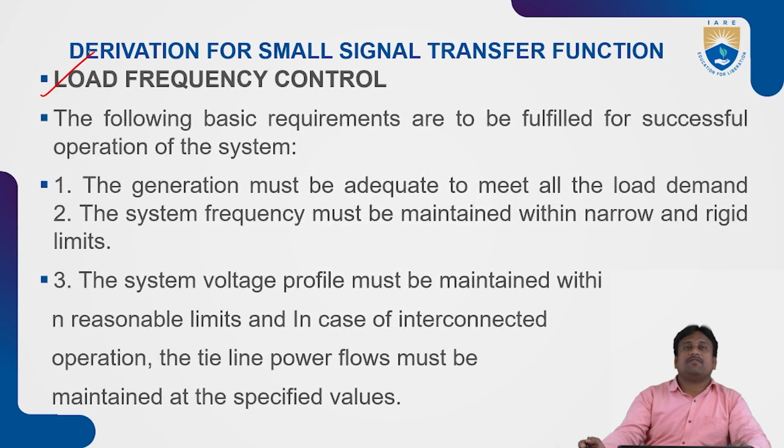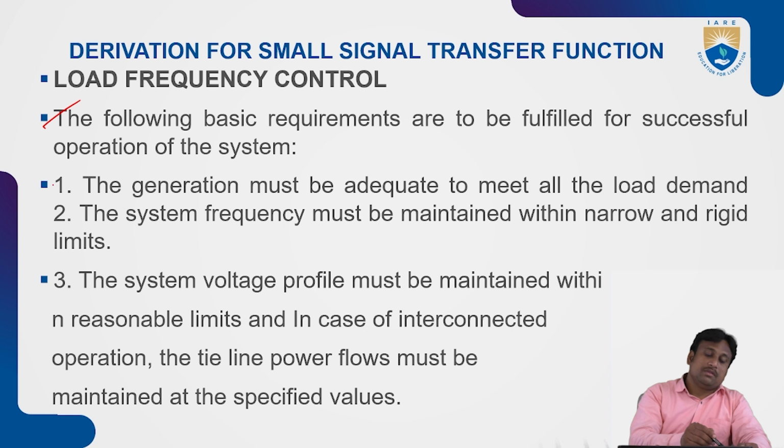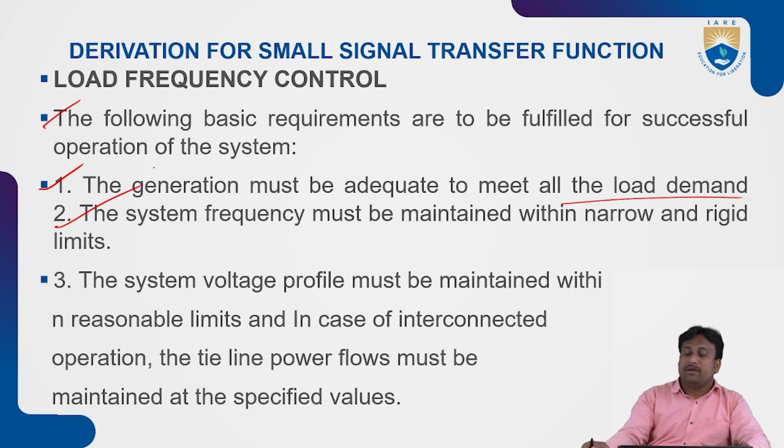So here one of the parameters achieved is load frequency control. The following requirements are to be fulfilled for successful operation of the system. The first one is that generation must be adequate to meet all the load demand, and system frequency must be maintained within narrow and rigid limits.